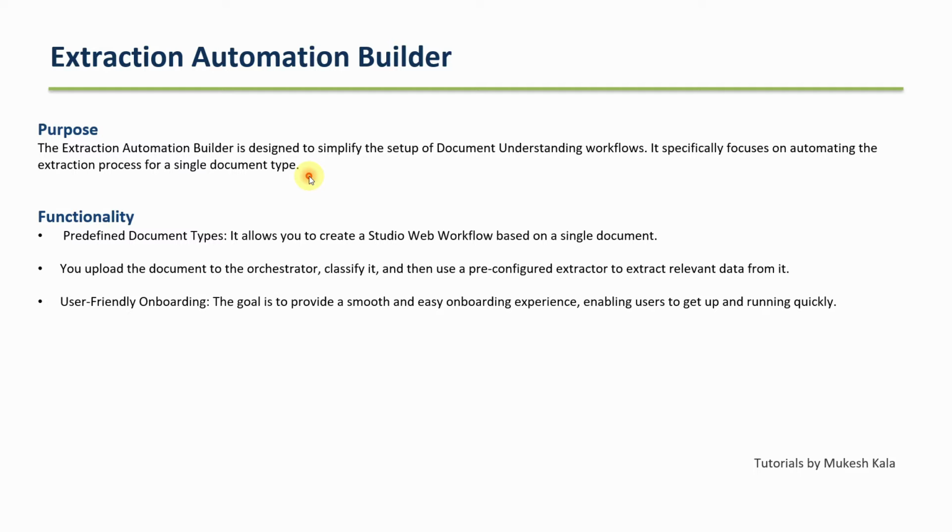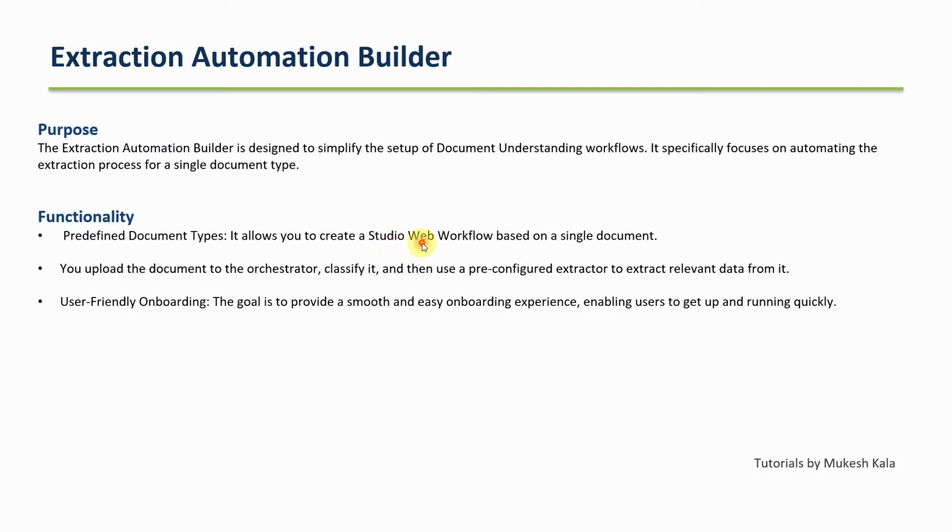If I talk about the functionality, UiPath has given us predefined document types. It allows us to create a Studio Web workflow. You do not even require UiPath Studio to use the Extraction Automation Builder. UiPath has a new tool which is called Studio Web. As the name suggests, you would be able to code this automation directly in your browser without any setup. Yes, you heard me right, without any setup.